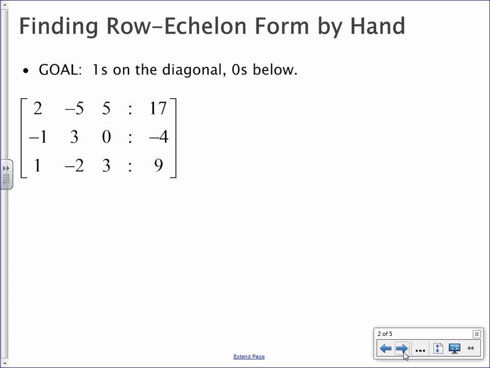Go ahead and write down this matrix. So we are going to get this augmented matrix into reduced row echelon form. Okay? So that means we need ones on that diagonal, right? And then zeros below it.